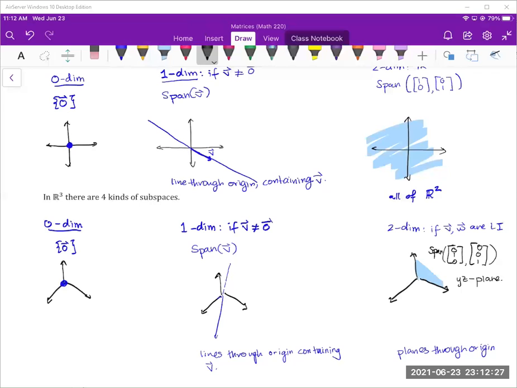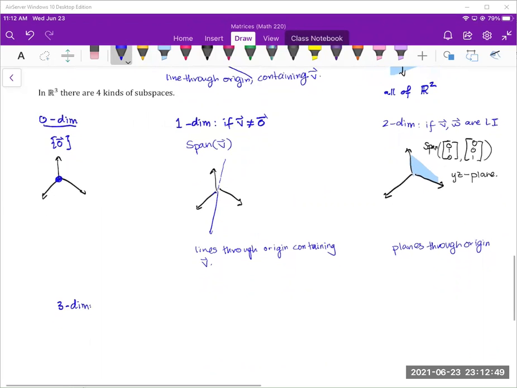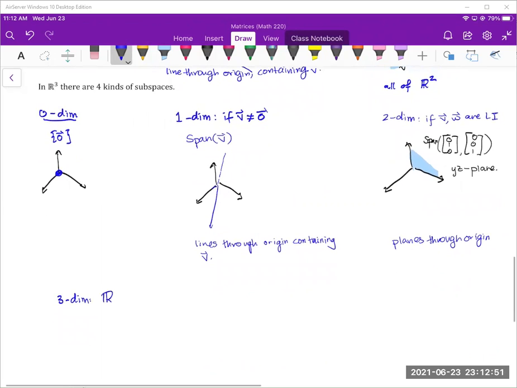And then our fourth type of subspace is just going to be everything. So the zero-dimensional subspace and the full-dimensional subspace are always going to be present, where it's everything or just the zero vector. Okay, so this is going to be all vectors in R3.